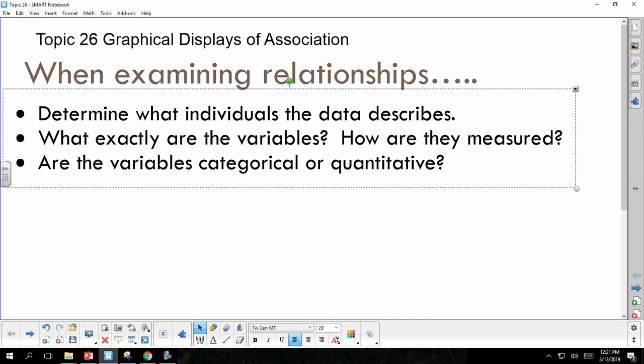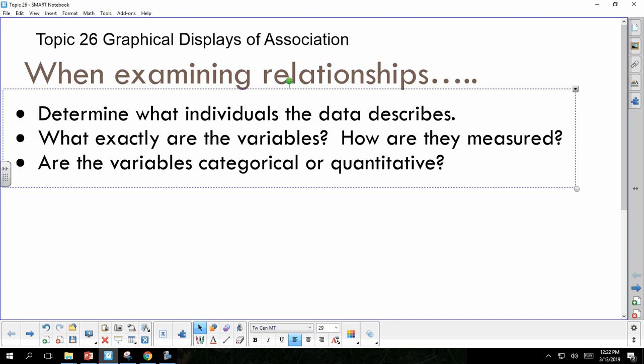Today's lesson is on topic 26, graphical displays of association. We looked at association of two categorical variables in the last unit when we discussed chi-squared. Now we're going to be discussing the relationship between two quantitative variables. So when we're examining a relationship, or any data set that we're looking at, we're going to look at these three things first, like every problem we've done this year.